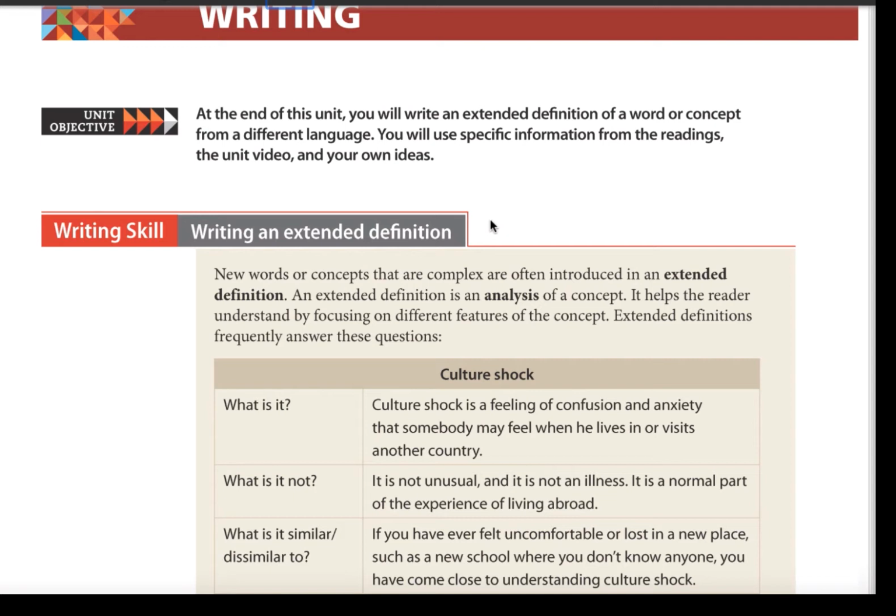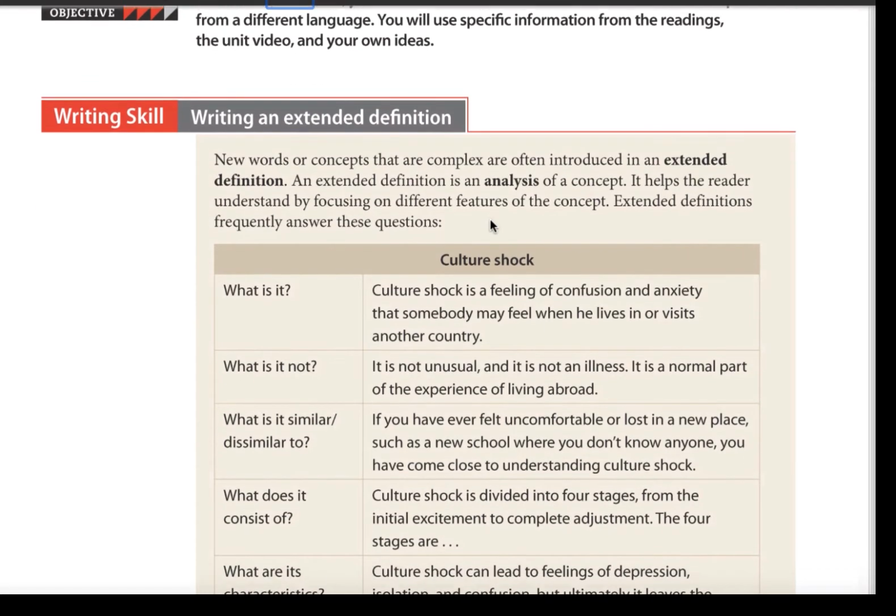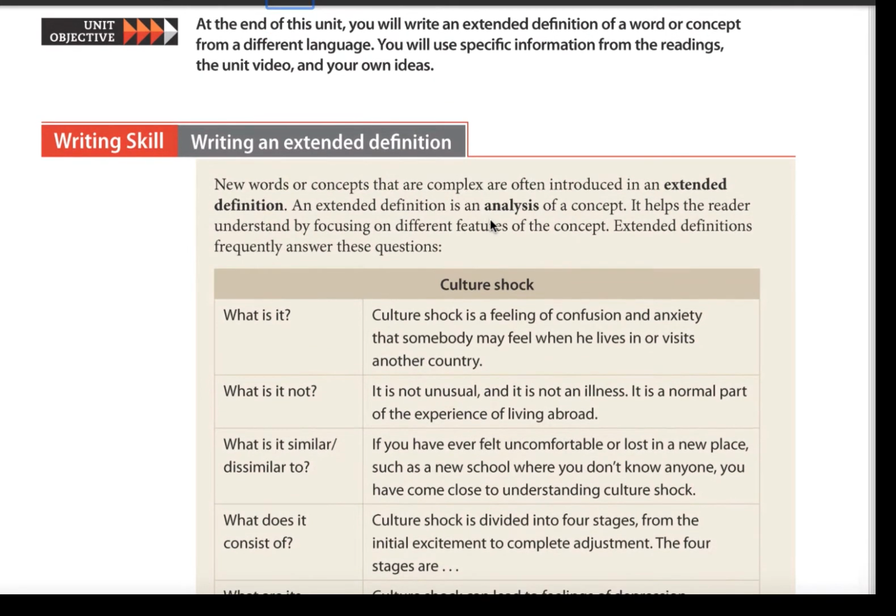So on page 26, this is going to be an assignment that you are going to replicate. In other words, you're going to do one of your own word definitions that you're going to extend, and you're going to use this format that you see on this page. So what is an extended definition?